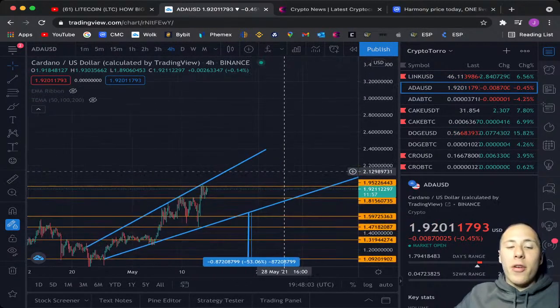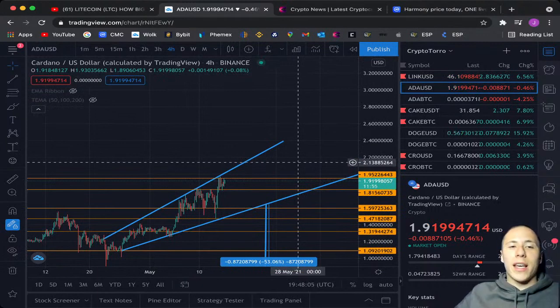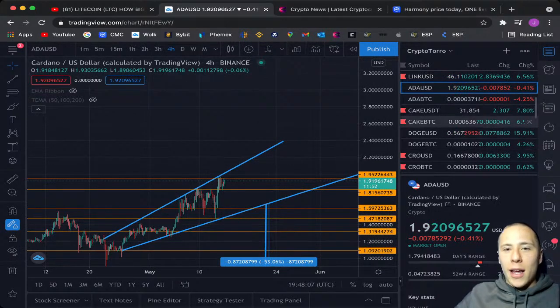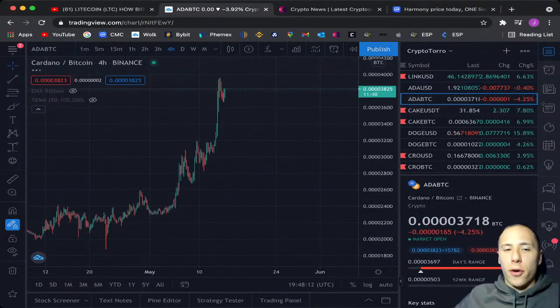I am very bullish on Cardano, and I think personally that we will be seeing $2.90 anytime soon. That's why I will be switching over to the Cardano compared to Bitcoin chart on the 4-hourly time frame for you guys.